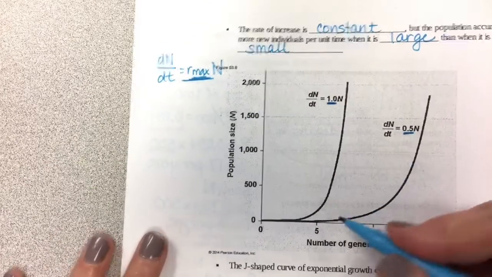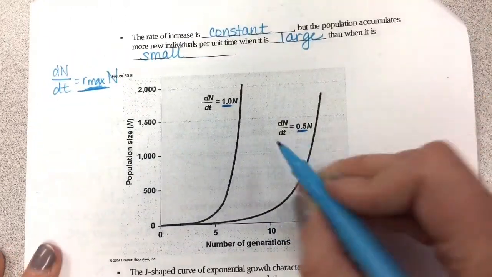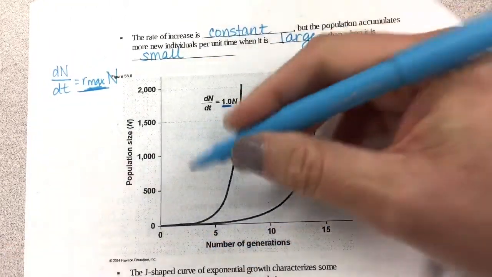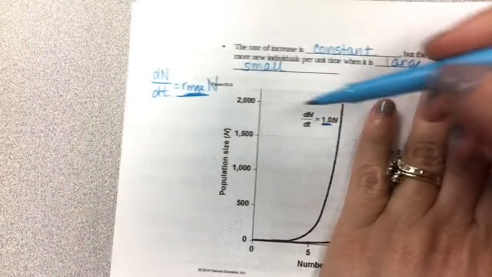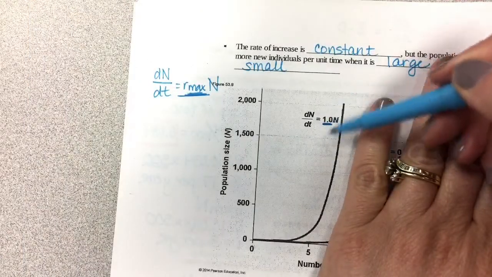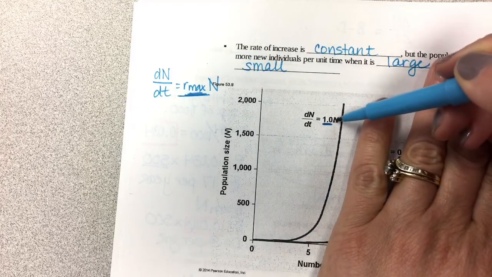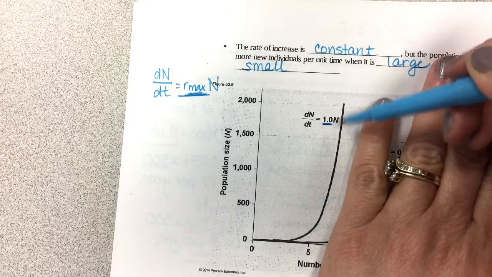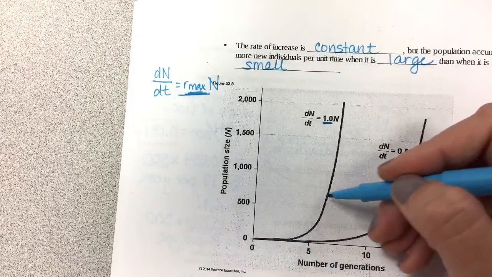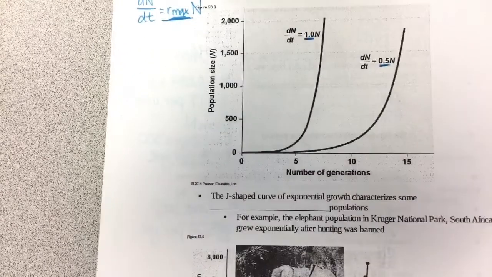And so then if you had 0.25, it would be over here. And so the rate does change the curve, but when you look at one individual population with one rate, and the rate doesn't change, the size changes, and so therefore it goes up many more individuals per time period.